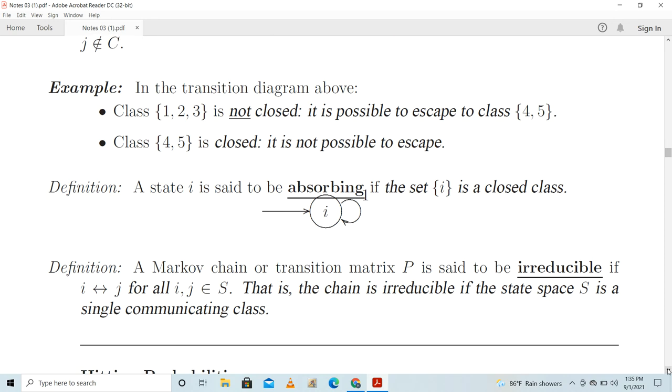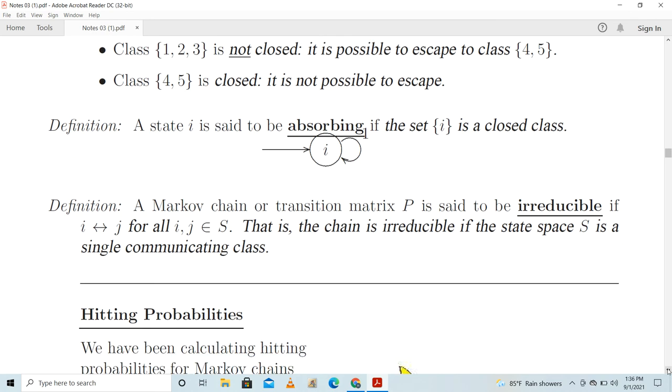So another thing we have to learn is, when you are given a transition diagram, if all the states are accessible from each other, that is, if all the states are communicating states and you can't further divide your transition diagram into more classes, we call your transition diagram an irreducible transition diagram. It's an irreducible chain where you cannot divide your transition diagram into more classes. You have only one communicating class. Then we call it an irreducible transition diagram or irreducible chain. So that is about the class structure.